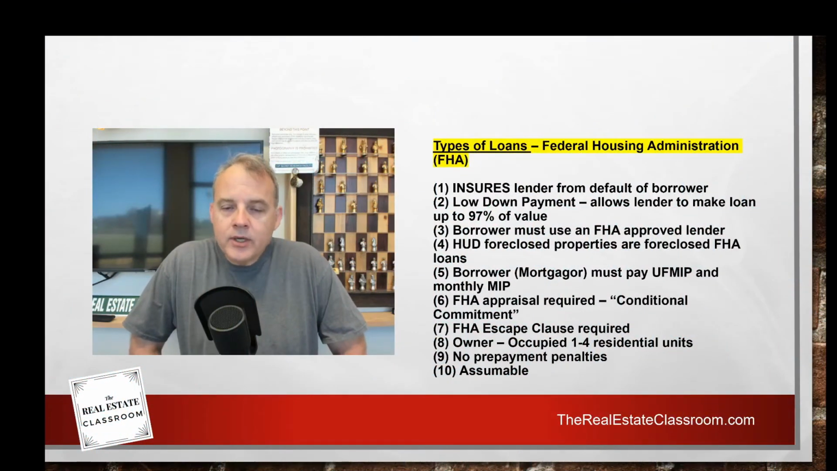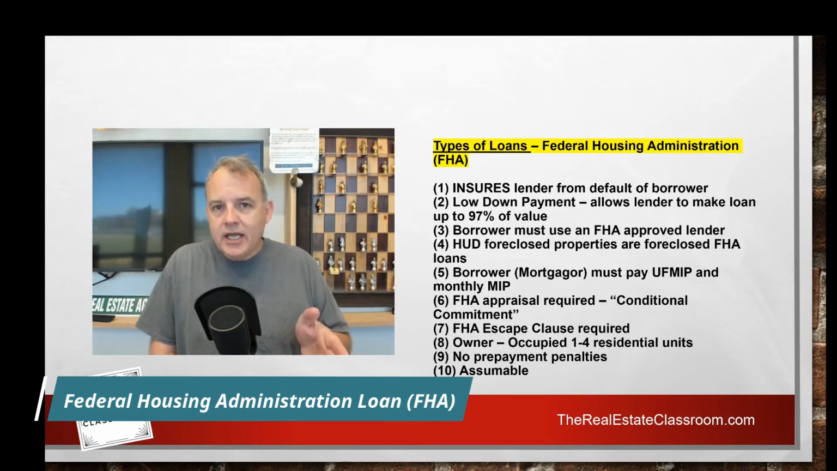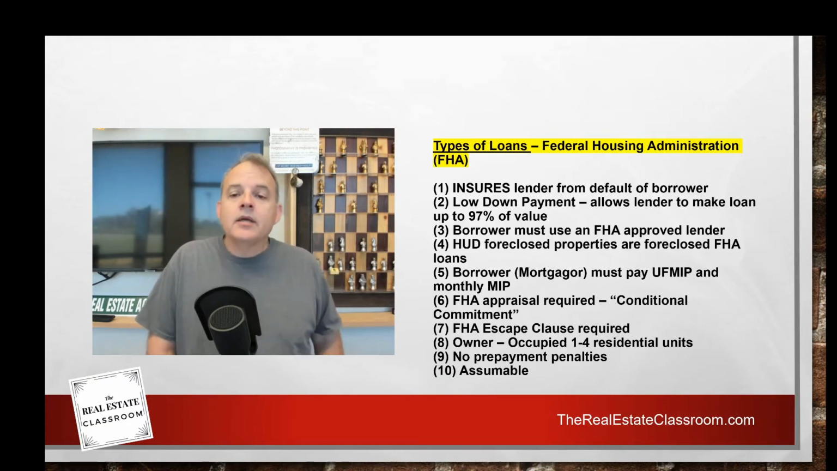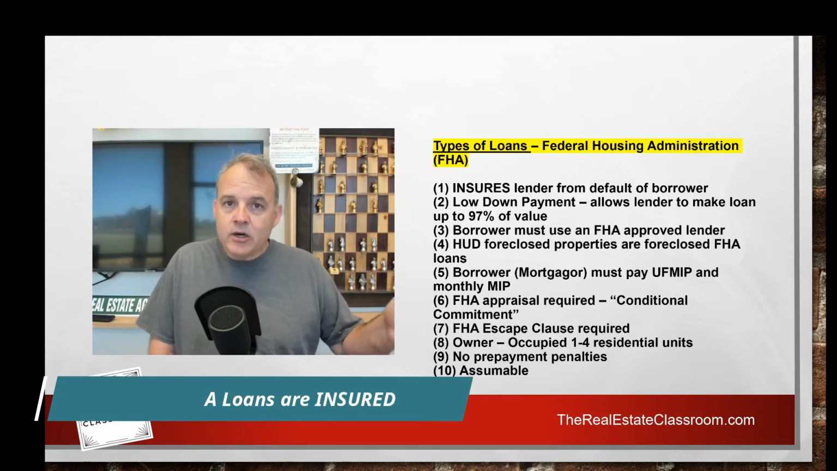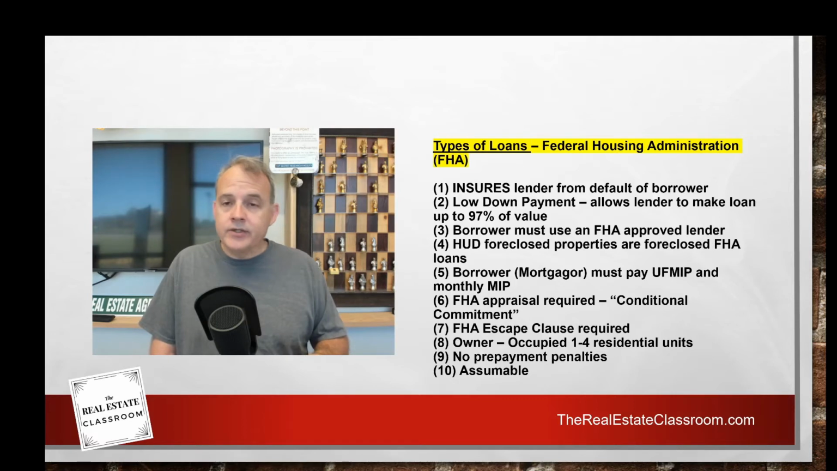The next type of loan I want to talk about is what's called a Federal Housing Administration loan, or commonly known as an FHA loan. There are 10 bullet points that you need to know for your licensing exam. Number one, FHA loans are insured loans. VA is a guaranteed loan. FHA is an insured loan, and you have to know that for your exam. You just have to remember the two.